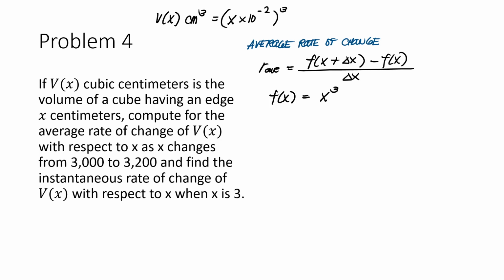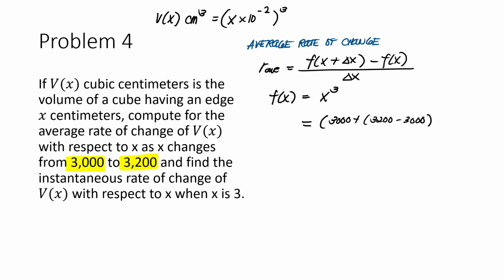That's just simply x cubed. So, we will have this equivalent to... what is our x? Initially, we have 3,000. Then it changed to 3,200. That's what the problem wants to say. So, we have 3,000. Okay? Then plus 3,200 minus 3,000. That is our delta x.